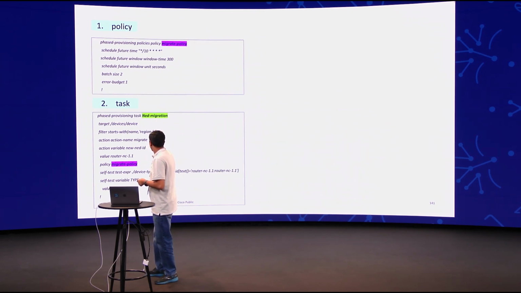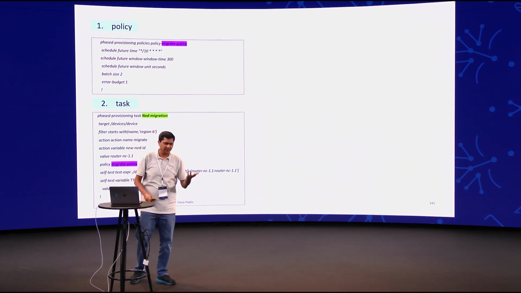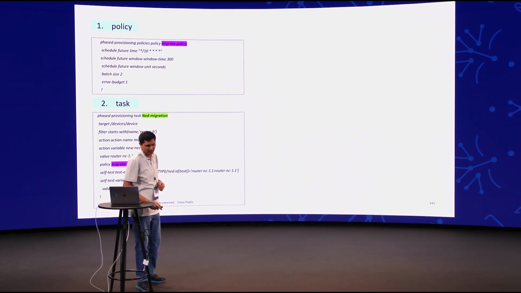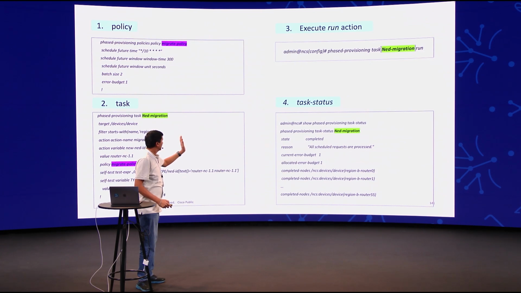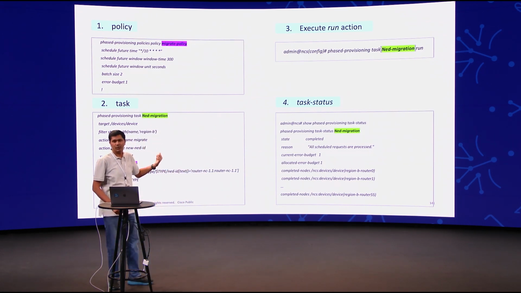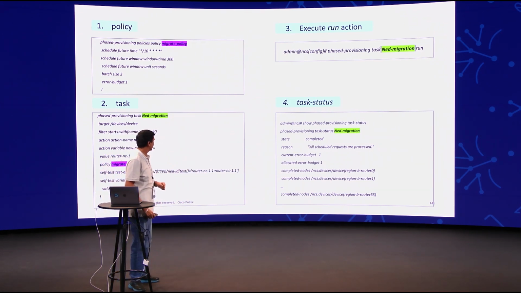And there is a self-test which checks whether the net version has been really migrated to 1.1 or not. That's the self-test. After that, we run the action and just monitor. Once the task has successfully run, you should see the status completed, and you can see the nodes that are picked up at region B. So more details in the demo I do later. So we'll see more about this in the demo.